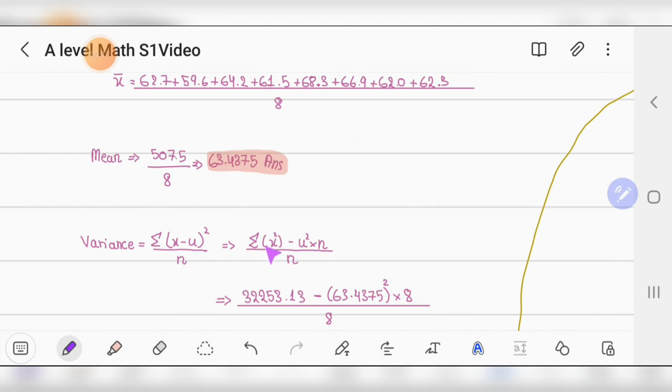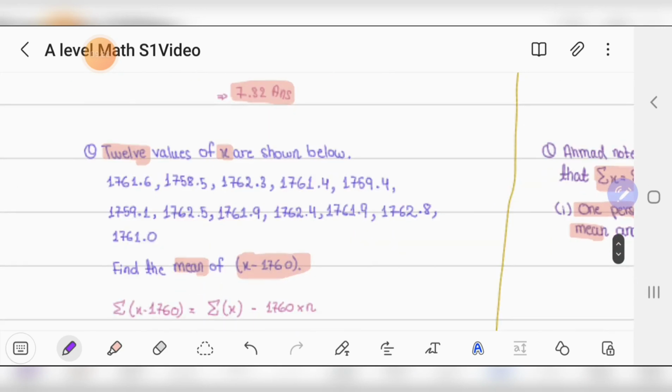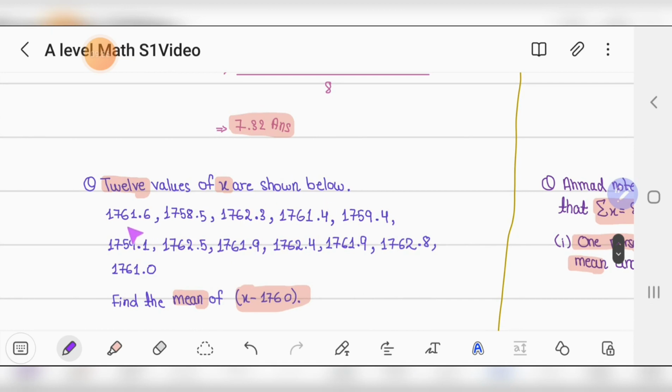Okay, so I've used this formula. I can use either this or this, it doesn't really matter. So square each one of them, sum all of them, and minus u square multiplied by n, upon n. And you've got the variance. If you want to know the standard deviation, you could just take the square root and you will get the standard deviation.